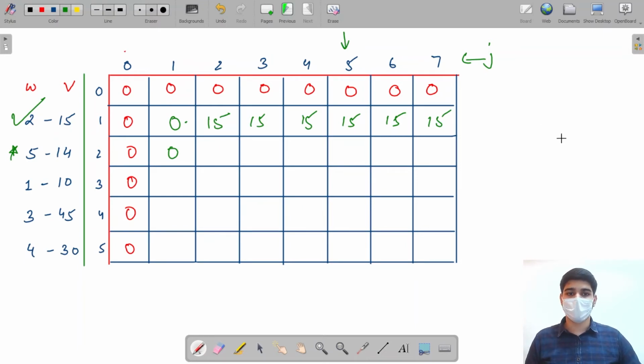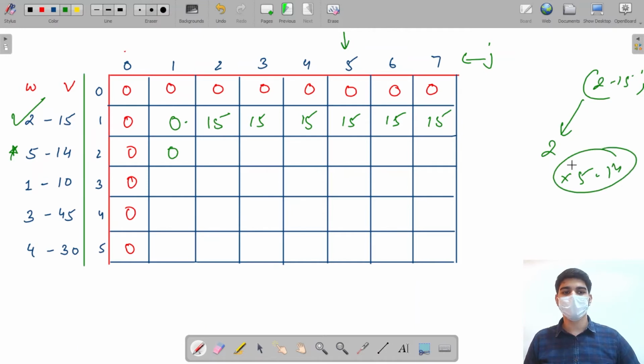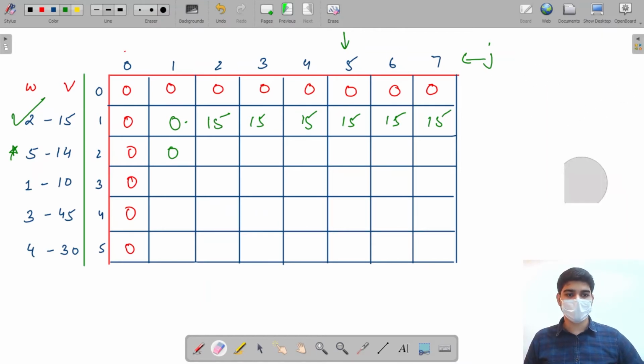So if I had a bag which had a capacity of 2, I filled it with 2 with 15, and then I excluded 5 and 14, right? This would give me a total value of 15, right? So I exclude myself, and I get 15. Again, I get 15. Now at this point, what I can do is I can either exclude myself or include myself.